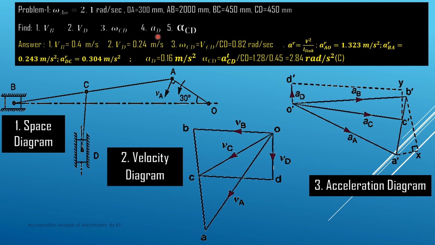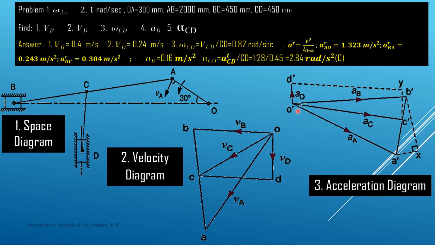Now we have to find out AD. We can measure this AD vector here, with the suitable scale we assumed. So we get the acceleration of point AD, and this AD acceleration comes out to be 0.16 meter per second square.